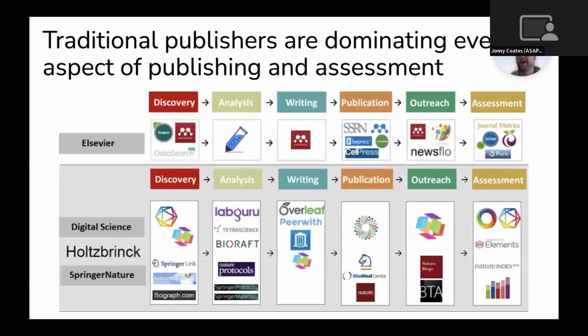And the final point on this section, the real danger here is actually not just publication. It's not just the publishing system. It's that the traditional publishers dominate the entire aspect of academia. Everything from how you discover papers right through to how you are assessed as a researcher. These are just two examples, but there's a lot more.